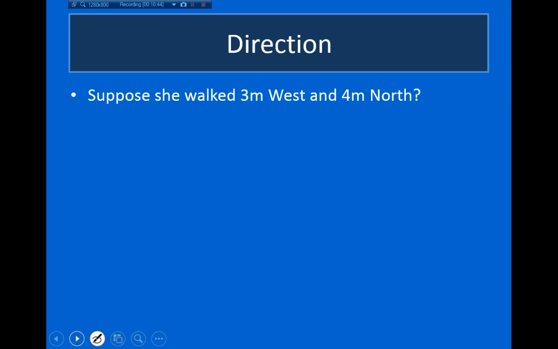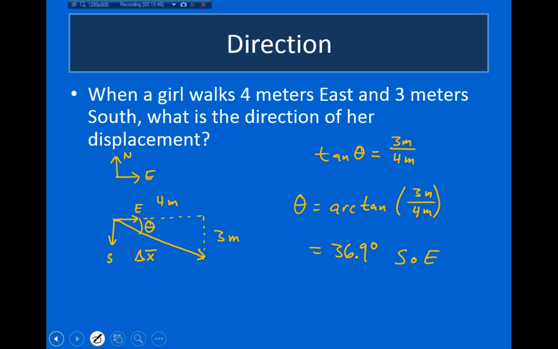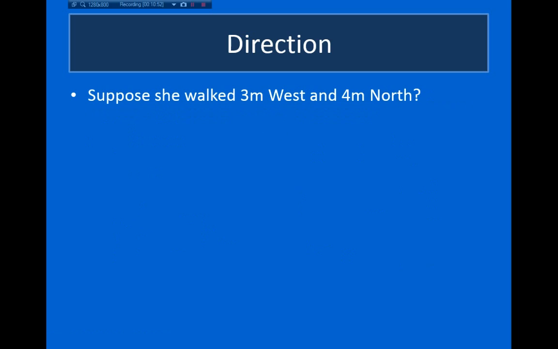So let's consider just another example. What if instead of walking first east and then south, she walked 3 meters west and then 4 meters north? Well, again, let's just draw a picture of what happened. So we're talking about 3 meters west, and then 4 meters north. So this angle right here, we already know that. That's going to be 36.9 degrees.